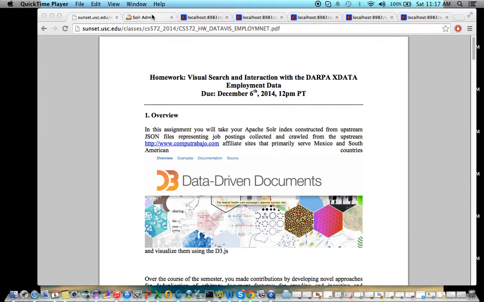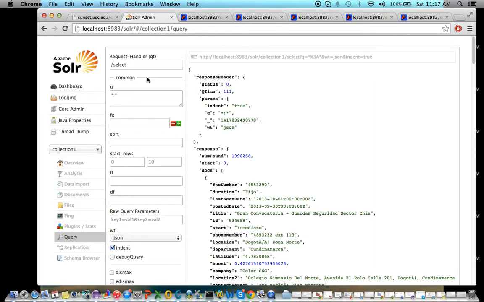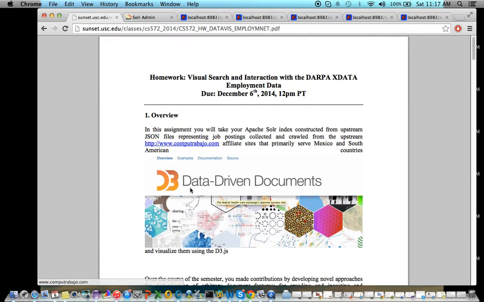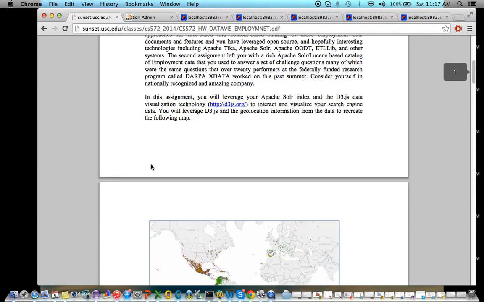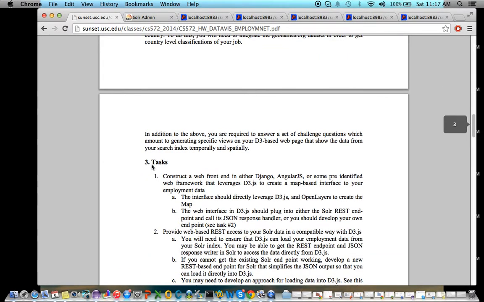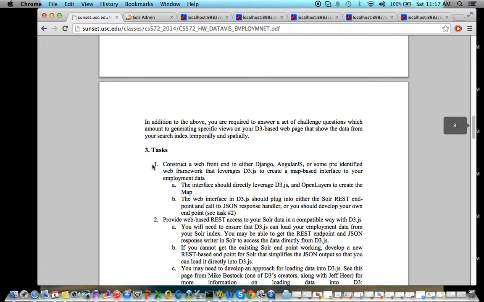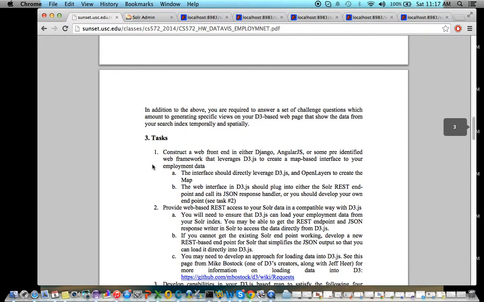This video will help us visualize our search engine data and interact with it by leveraging the Apache Solr index created in the previous assignments and D3.js, that is, the Data-Driven Documents visualization technology. The data ingested in Solr is the DARPA XDATA employment data. We leverage Solr's REST-based web services to connect to D3.js. We have used D3's novel components such as bubble maps and stacked column graphs to answer the queries in the assignment. Let's look at the queries.